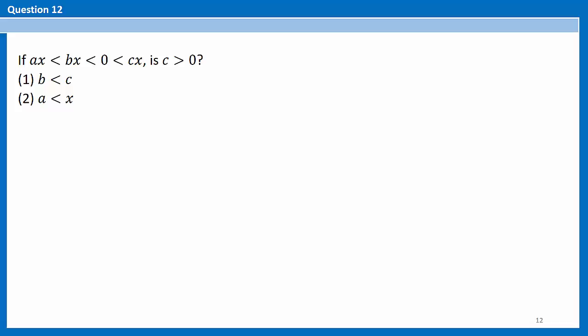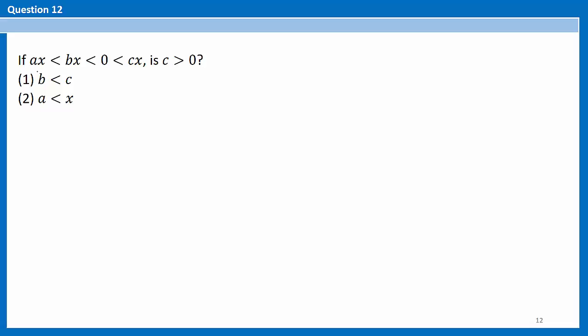If a times x is less than b times x is less than 0 is less than c times x, is c positive? Okay, now this problem, seeing products less than 0, greater than 0, it means that it's mostly about signs, right? Because when you have a product that is negative, you can assure that they have different signs. And if they're positive, they have the same sign. So let's go with statement 1.